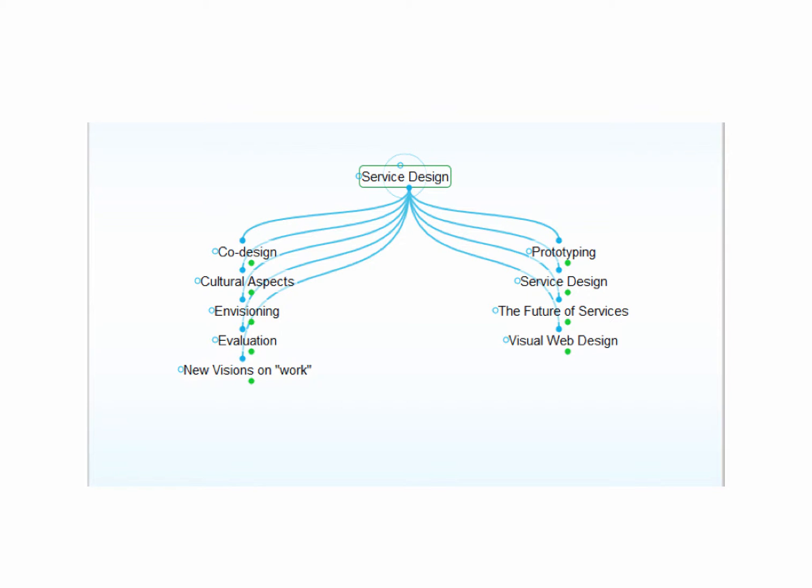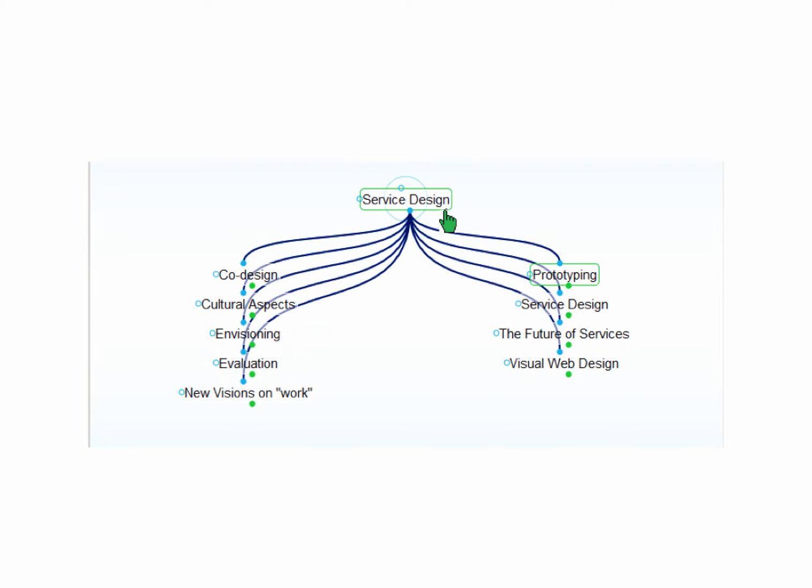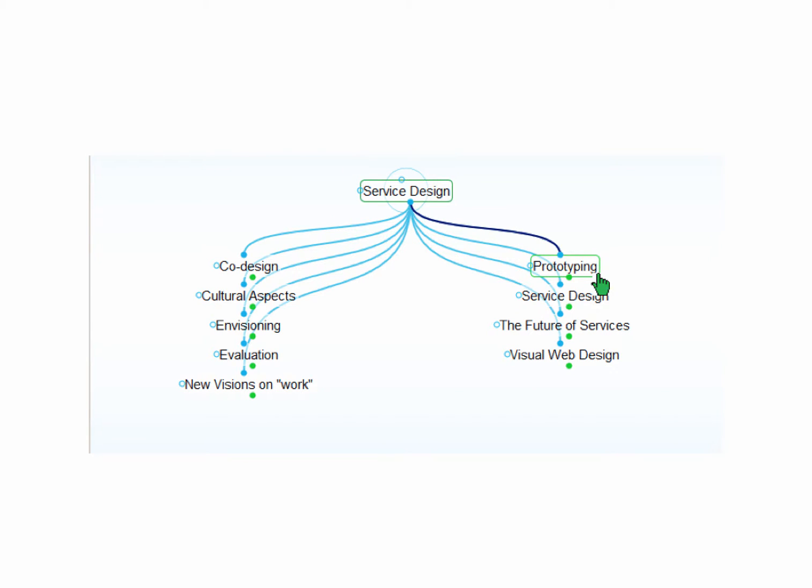If you would go there and, for instance, click on the concept of service design, you will find out that all of a sudden all the relations between service design and the different sub-concepts are highlighted. You can see service design is related to co-design, to cultural aspects, to envisioning, and to prototyping, and so on. Now, if you continue in the direction of prototyping, you can see that only the link between service design and prototyping is now highlighted.